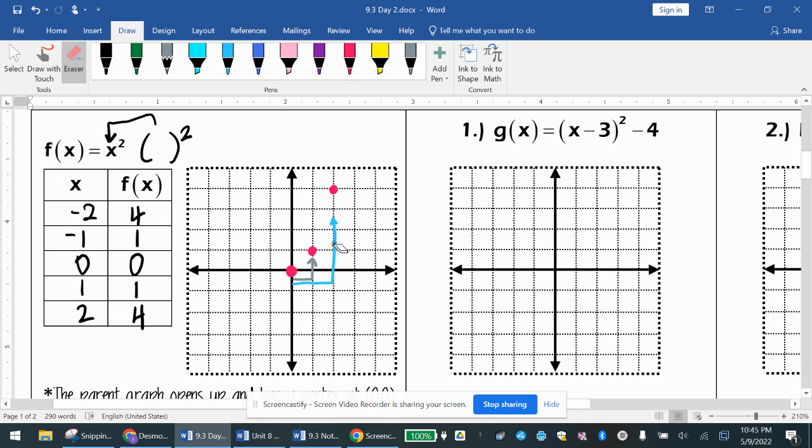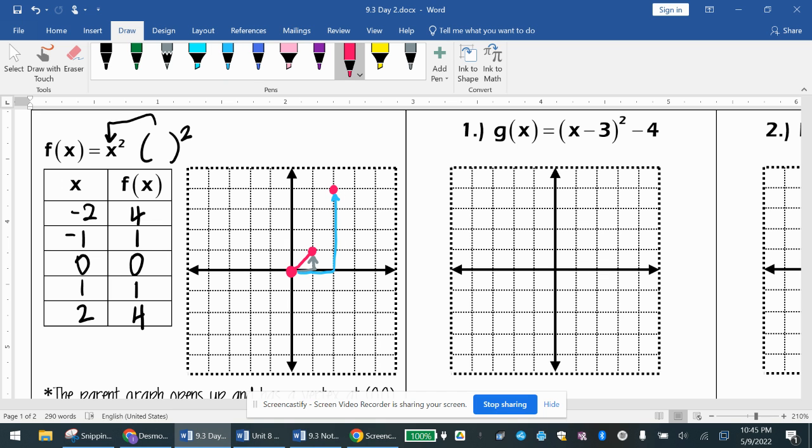Okay, I didn't draw this big enough. Okay, so that's the pattern. From the vertex go right 1, up 1, and I should probably draw them a little bit better. So right 1, up 1, and then right 2, up 4. There we go, that's a little bit better.